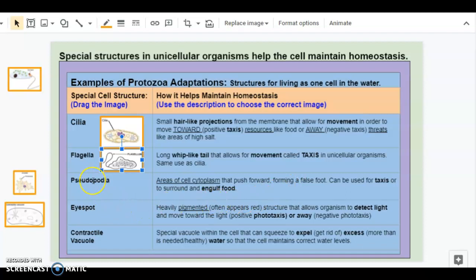So what does pseudopodia look like? We can see them best here in this image of the amoeba and the false feet that it forms.